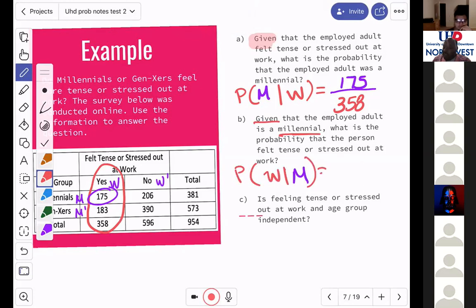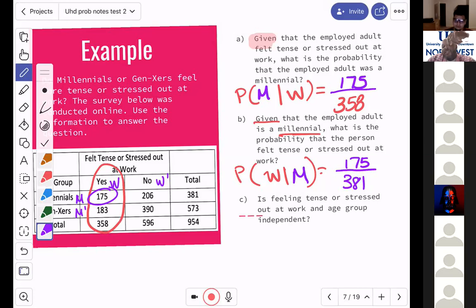Now, who am I interested in? I'm interested only in the 381 millennials. And out of those 381, which ones am I interested in? The 175 that are millennials and stressed out at work. Are those going to be the exact same values? No. They're different values. Everybody got that? And it's all because we changed our restriction. We changed who we were looking at.